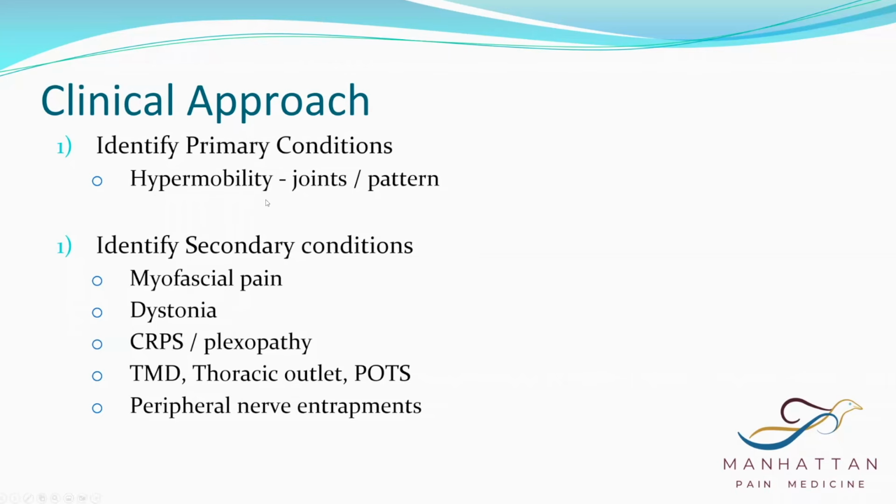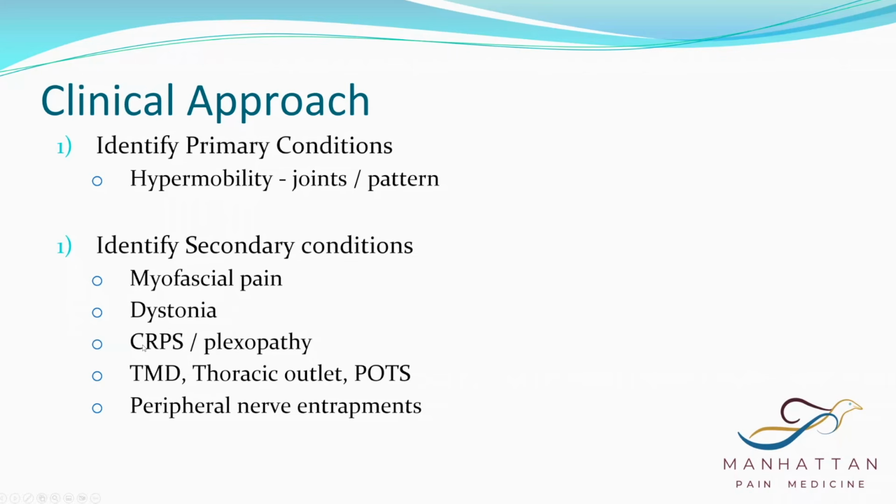So we're trying to identify which joints are really the primary joints where the hypermobility is being affected, and start with that. And then identifying the secondary conditions. Often muscles are sore, they're tight, they're guarding, they're overused to compensate for the laxity in the joint. Sometimes there's a dystonia. We'll see this with craniocervical instability, with other joints, where the muscle guarding is so intense that the muscle really becomes dystonic, which means the central nervous system learns to involuntarily contract that muscle no matter what. Often we'll see complex regional pain syndrome in the setting of hypermobility.